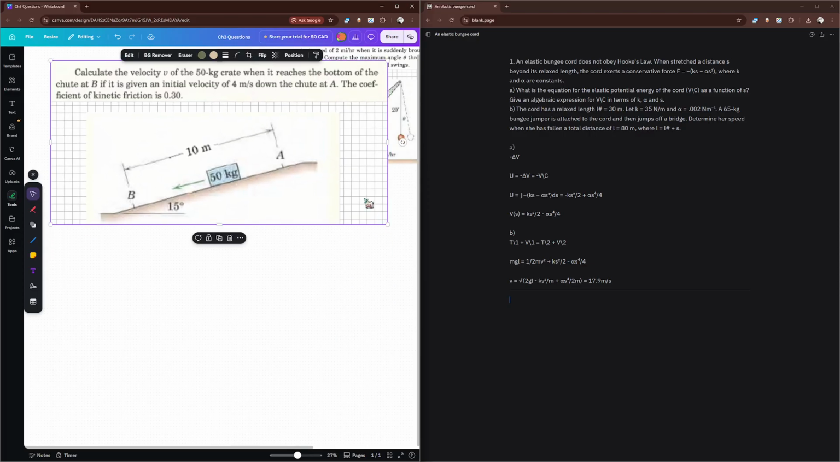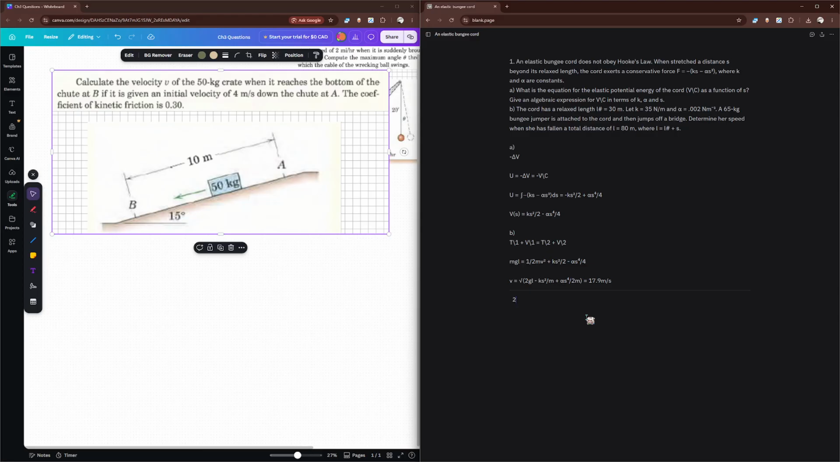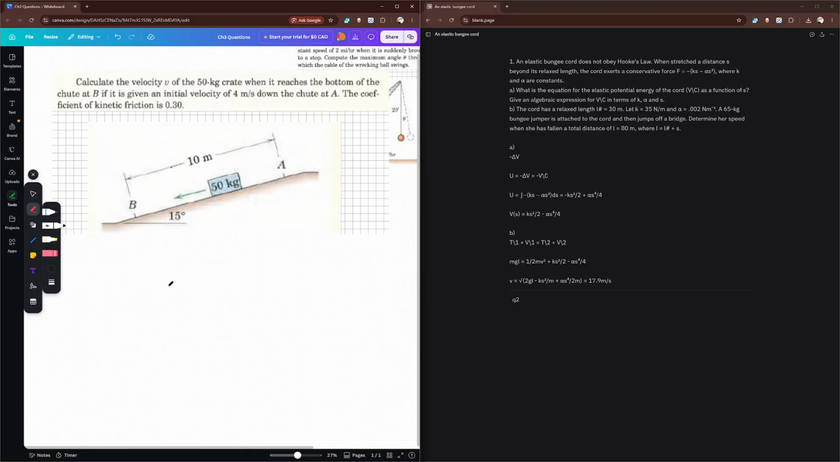Calculate the velocity of the 50 kilogram crate when it reaches the bottom of the chute at B, if it is given an initial velocity of 4 meters per second at A. Coefficient of kinetic friction is 0.3 and 15 degrees is the incline angle. So we need to get some free body diagrams going, right?